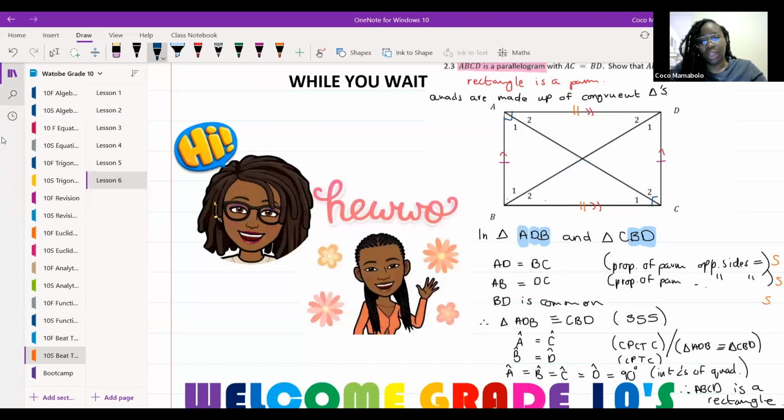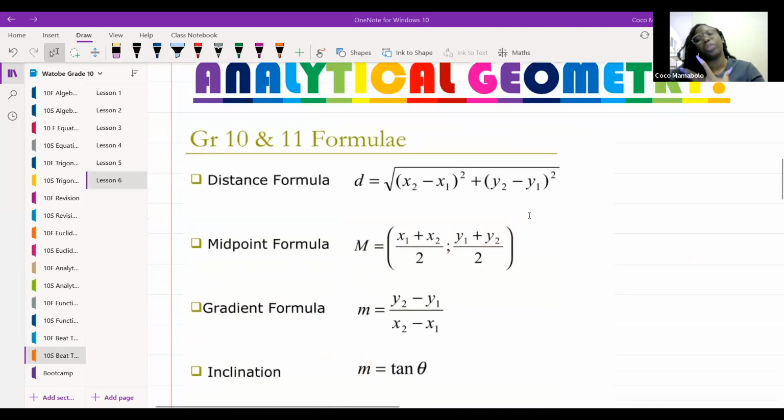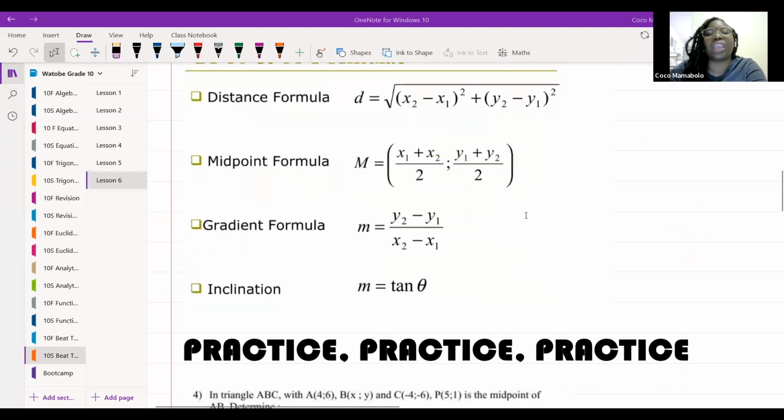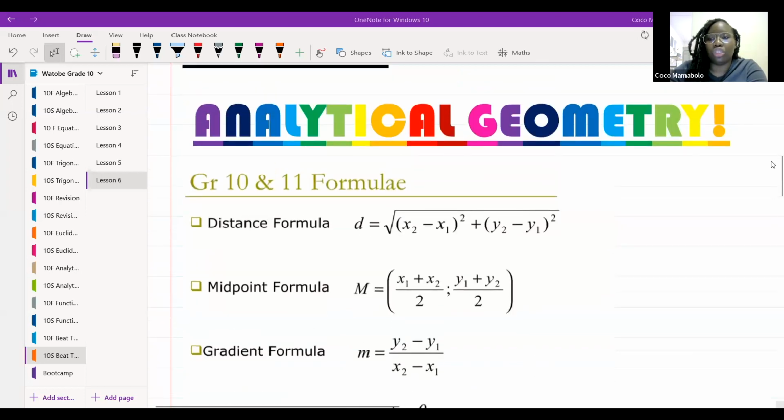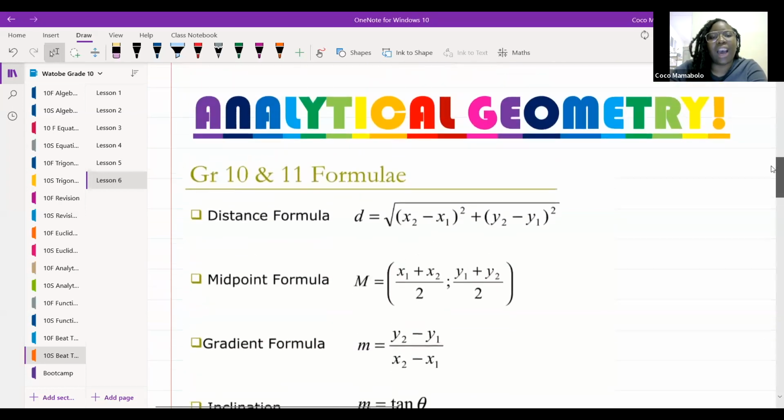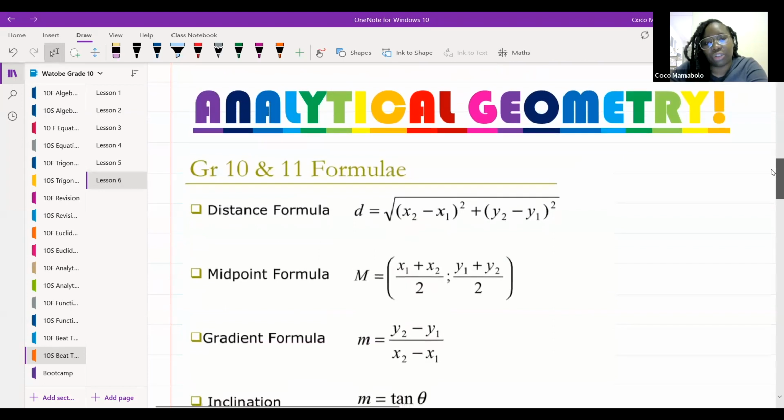All right, guys. Okay, let's get started on today's work, which is pretty simple. We're just going to be looking at analytical geometry. On a scale of 1 to 10, how comfortable are we with analytical geometry?